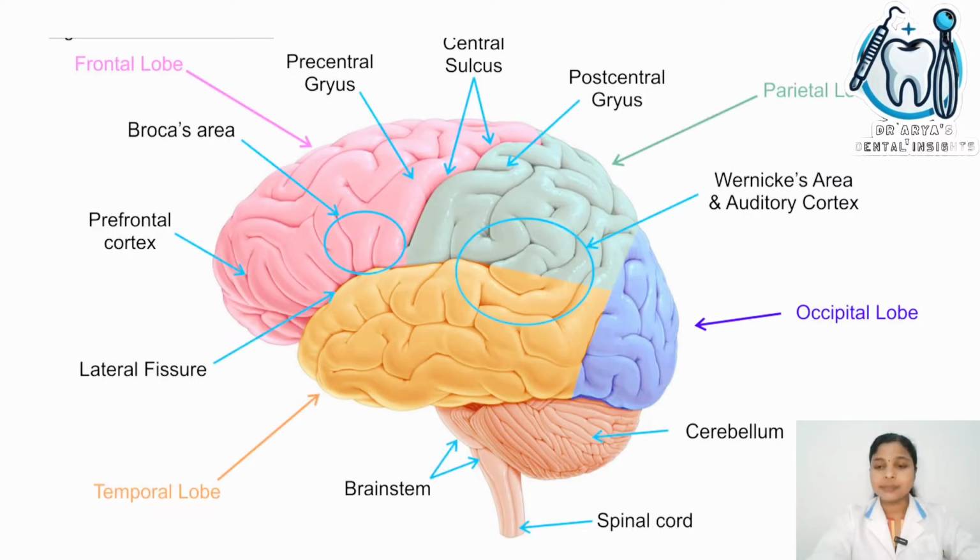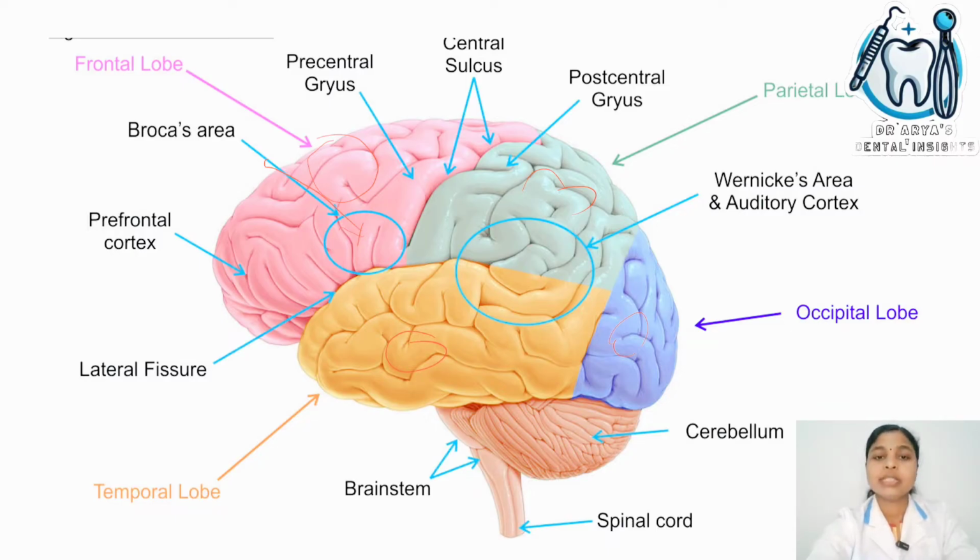So this is the brain and here this is the frontal lobe. How many lobes are there? There are 4 lobes. This is the frontal lobe, this is the parietal lobe, this is the occipital lobe, and this is the temporal lobe. Okay. So here this is the Broca's area. In which lobe is it situated? Yeah, it is in the frontal lobe.